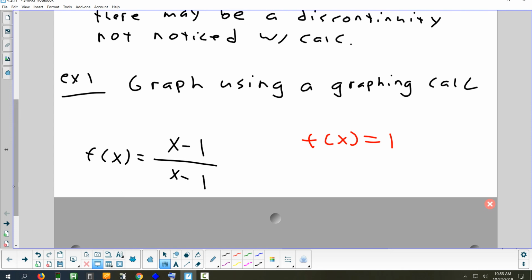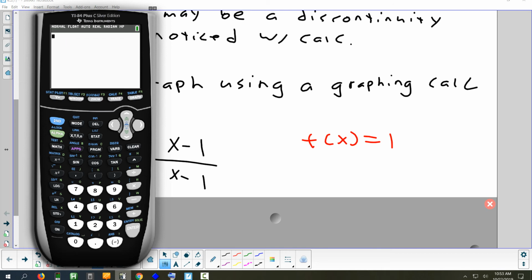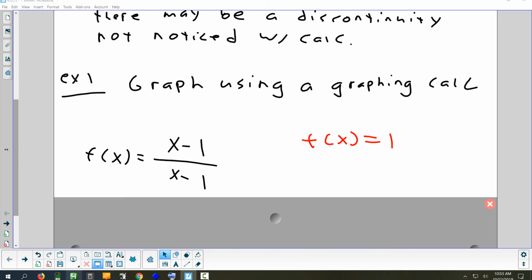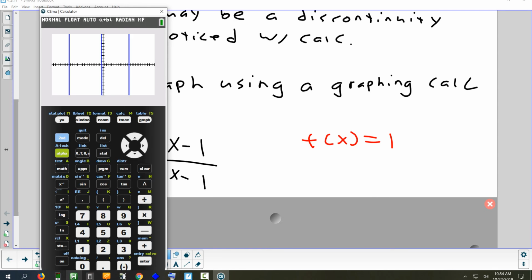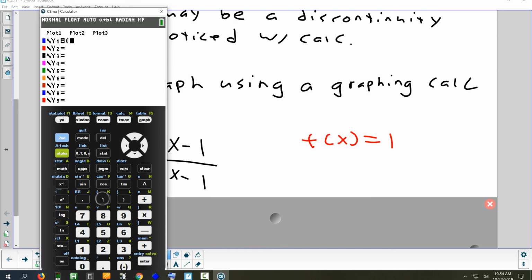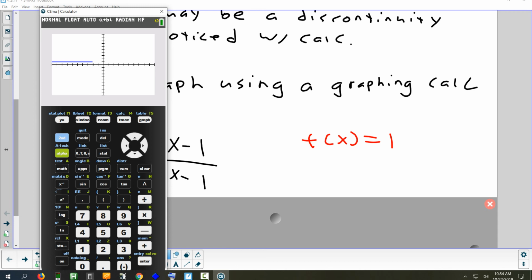So let's graph it. Let's see what we got. So I'm going to type in x minus 1 over x minus 1. And when I type it in, when the calculator comes up, I'm going to put it in parentheses. All right, so let's try x minus 1 divided by x minus 1. Okay, and I'm going to hit zoom 6. So when you look at it, it basically looks like the horizontal line y equals 1.